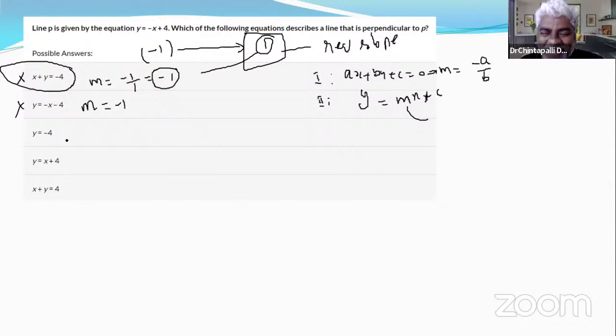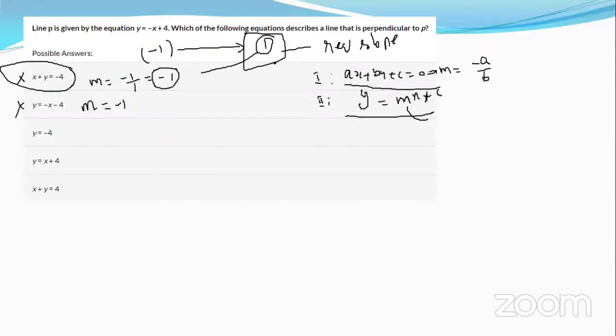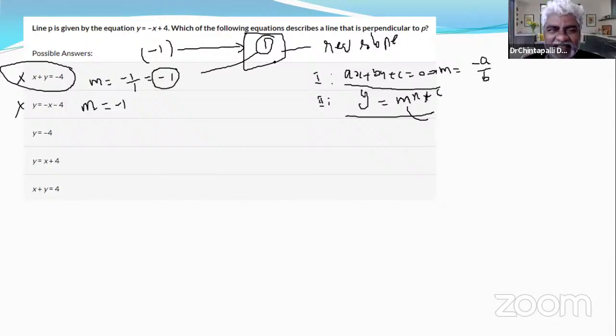What about option 3, y = -4? What is the slope of this line? 0. I have given you 2 examples, 2 formats. One format is ax plus by plus c is equal to 0. Another format is y is equal to mx plus c. But the third option seems to be in neither of the formats. The slope is 0. It's a horizontal line.